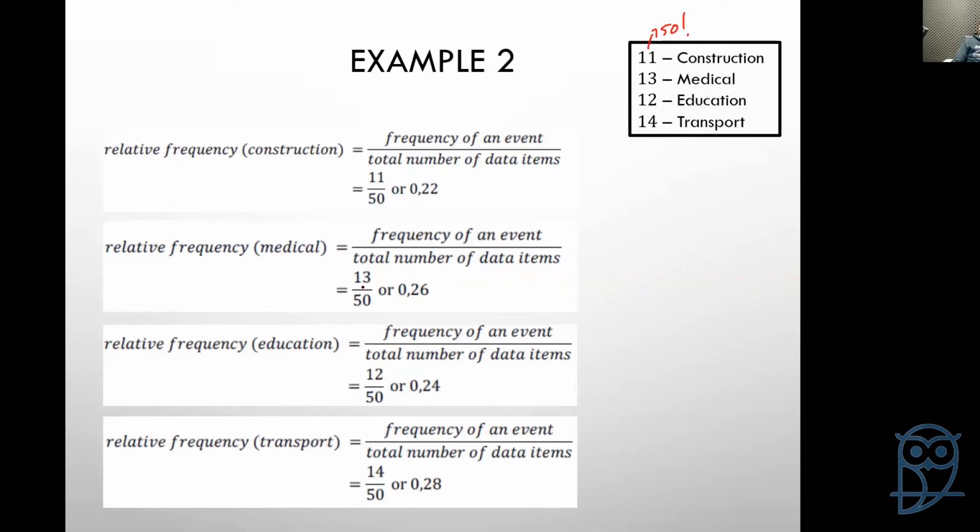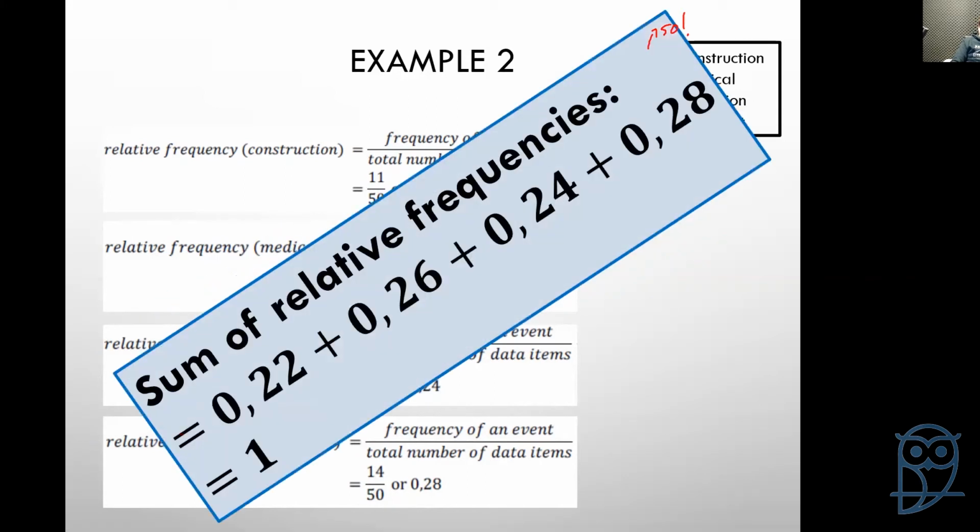So 11 plus 13, again, is 24, plus 12 is 36, plus 14 is 50. So that's 50 over 50, which gives 1. But also, as decimals, 0.22 plus 0.26 plus 0.24 plus 0.28 also gives me exactly 1.